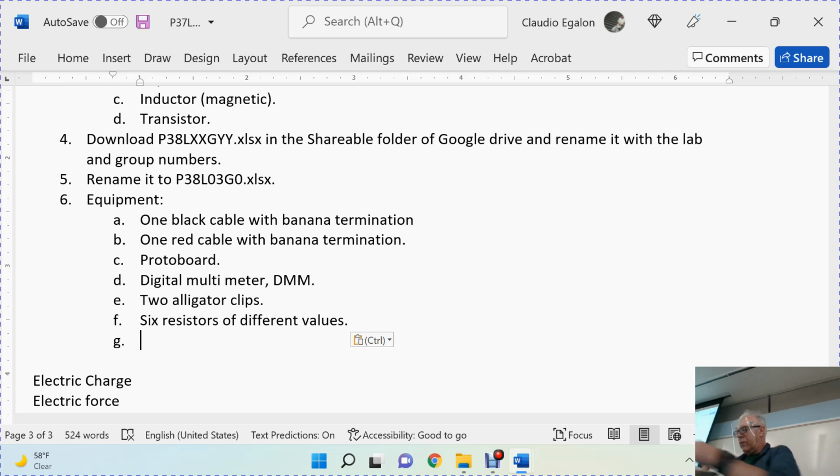Let me show you how the resistors look. I have enough resistors for 7 groups. 1, 2, 3, 4, 5, 6, 7. There's a total of 6 resistors. A resistor looks just like that. You're going to be able to see it. I'm just going to show you here in the recording, okay?